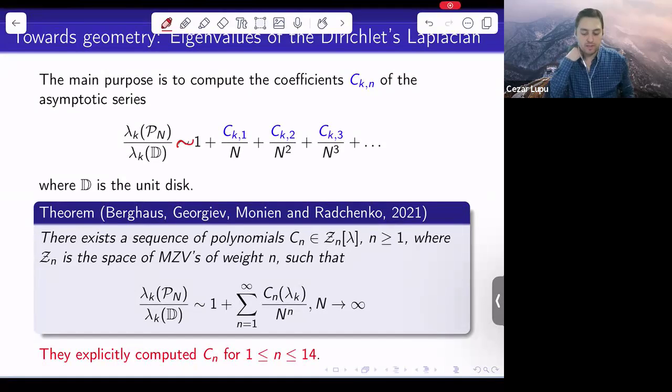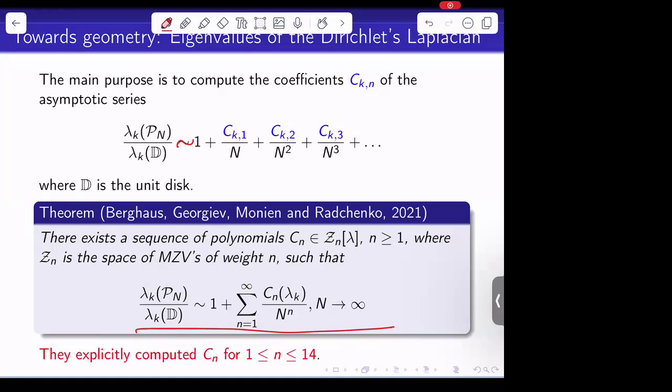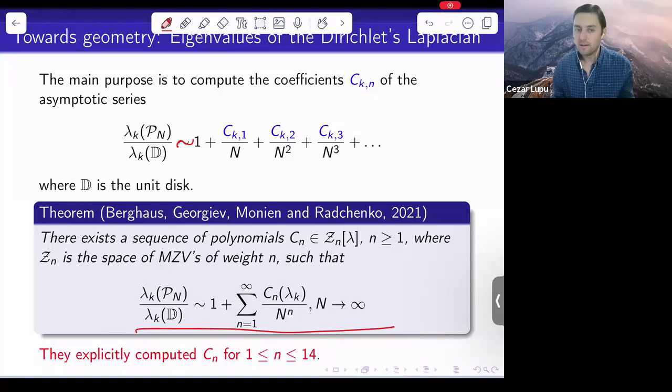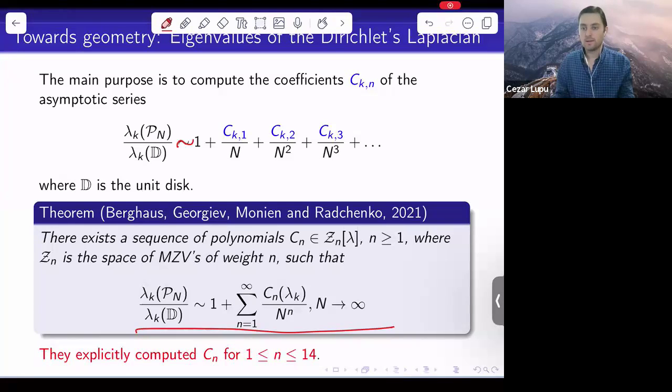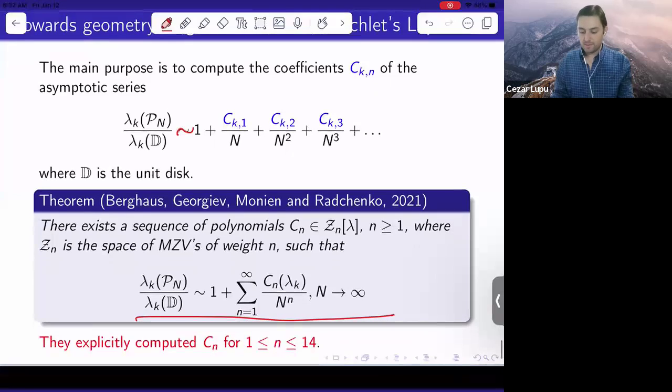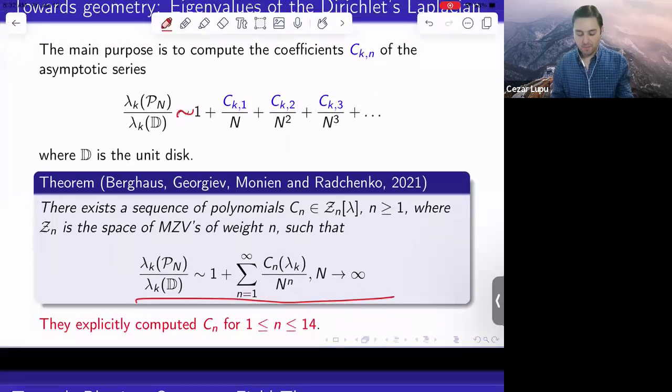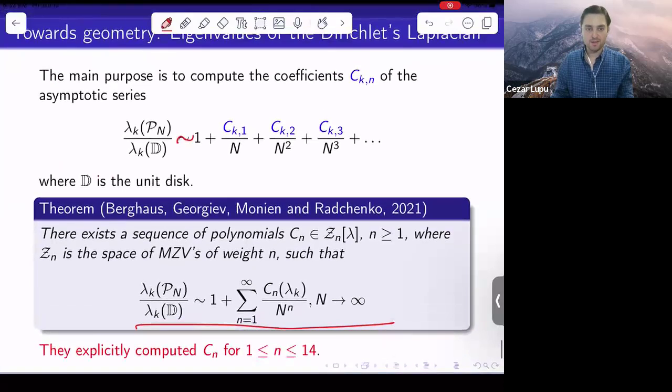So basically, they proved that there exists a sequence of polynomials Cn in this space of multiple zeta values of weight n, and we have this expansion. The claim is that for all k, there is the same polynomial Cn. Yes. And they computed the coefficients all the way up to 14, which is pretty extraordinary. You can find the paper on arXiv. It hasn't been published yet, but I think it's a great groundbreaking result.